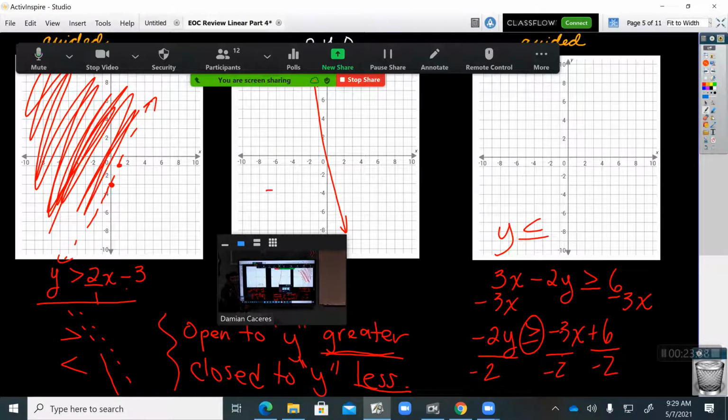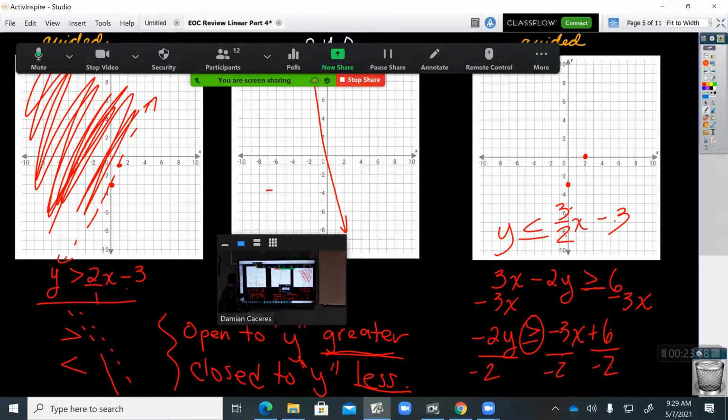Now let's put the result up there. Negative 3 over negative 2. A negative divided by a negative is a positive. So we have positive 3 over 2x. And then 6 divided by negative 2 is negative 3. Now that's something we can graph. Negative 3 is the y-intercept. Up 3, right 2.